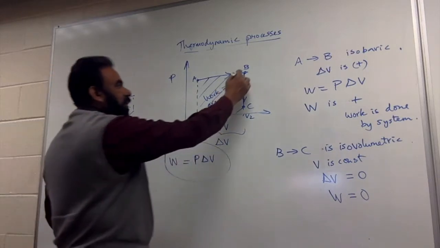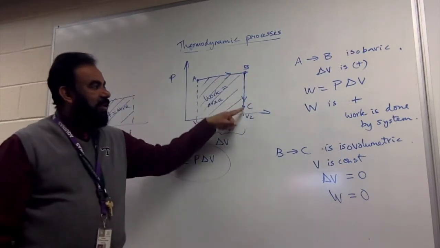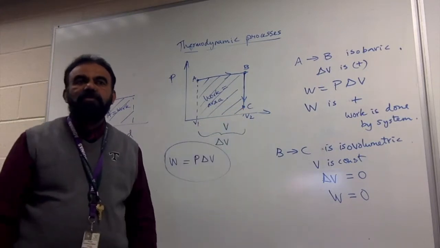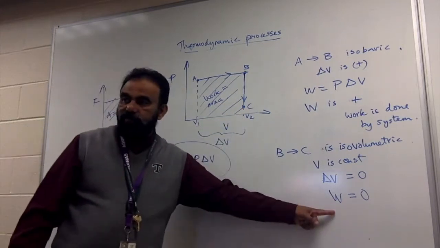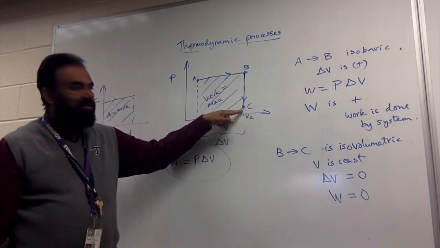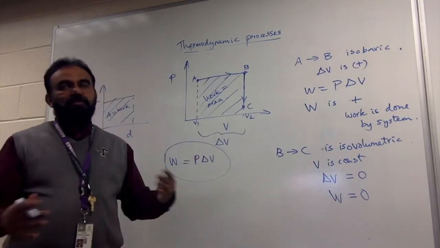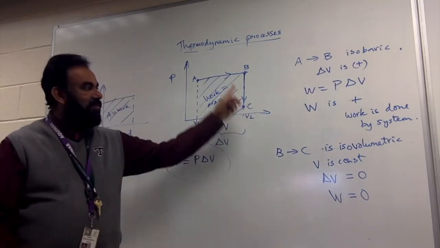And what about the area of this line? How much area does this line make with the x-axis? Zero. That's why no work done. Right? This one has no area. That's why no work done. So isovolumetric process is a process where there's no work done because volume is constant.